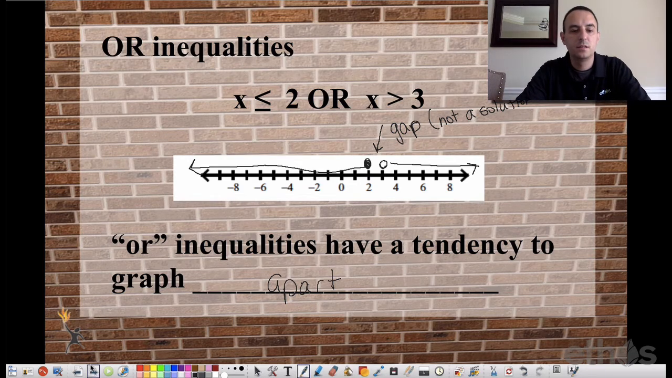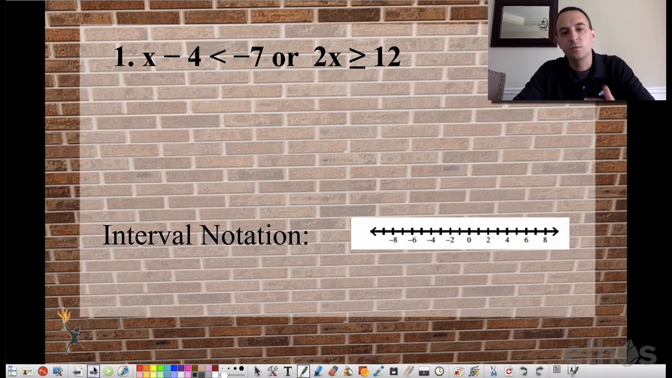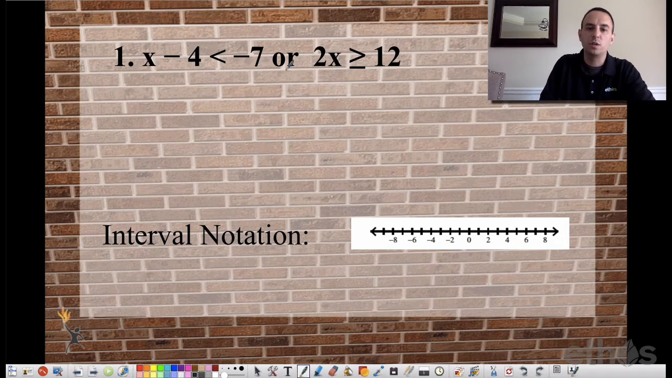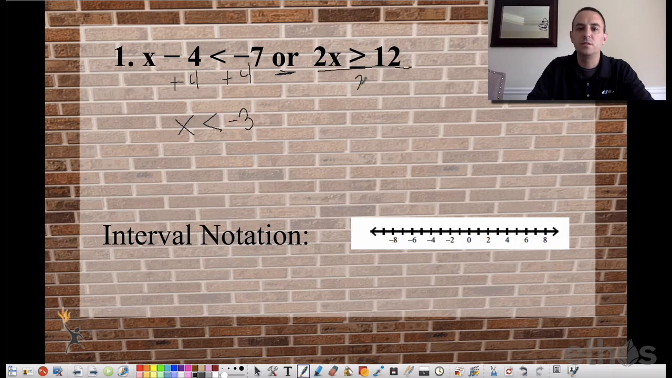Okay, so this is where we're going to try another one of these. You see it's connected with this or inequality, and you actually just choose to solve them separately. So x minus 4 is less than -7, so we'd add 4 to both sides. So x is less than -3, and now we come over here and divide both sides by 2. X is greater than or equal to 6.